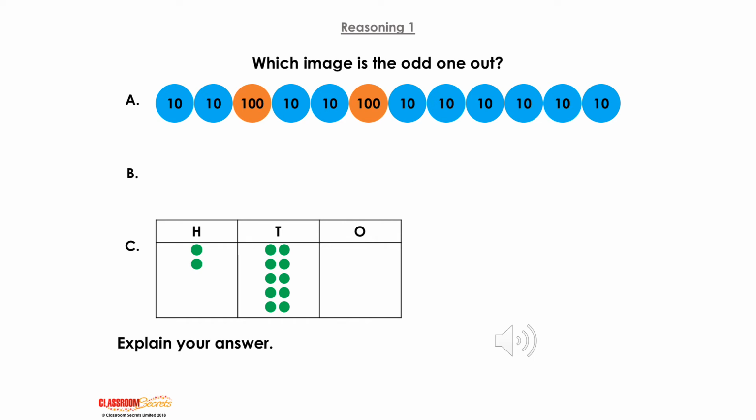On this slide, you will need to look at each of the numbers that are represented in A, B and C. The question is, which image is the odd one out and why? You need to be able to explain your answer. So look carefully at the numbers represented in A, look carefully at the ones in B and then C. See if you can work out the total and then explain your answer.